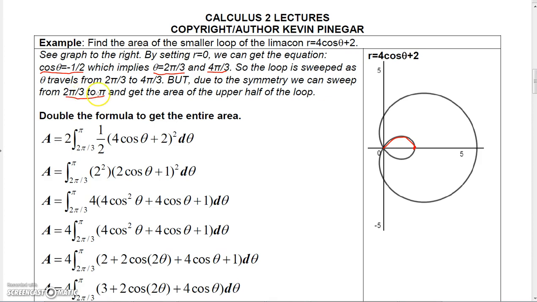So let's go ahead and do that. We're going to go from 2 pi over 3 to pi. Now remember, that's going to just give me the upper half. So at the end, I want to multiply that by 2. So let's see what we're going to get there if we do that.